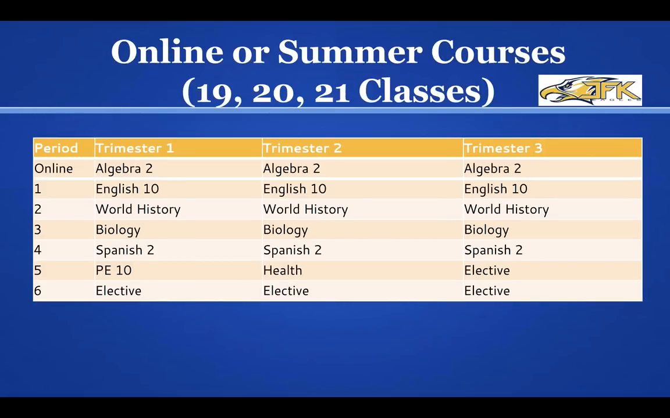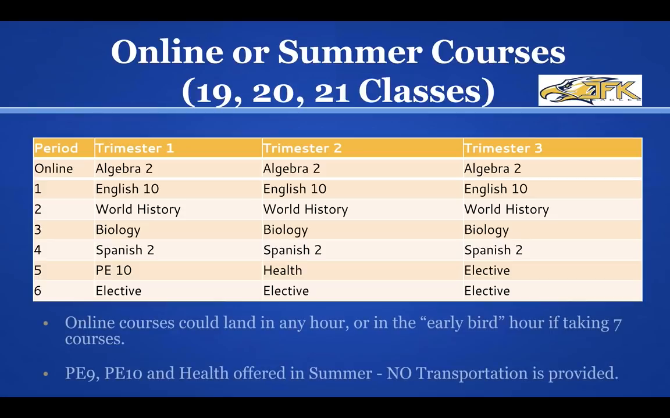If you are planning to take an online or a summer course, as in summer Phy-Ed or health, then you could be registering for 19, 20, or 21 classes, and your schedule would potentially look like this. The online class will go in the early bird hour, the rest of your classes will fill up the rest of the schedule. If you are taking an online class, it'll be in the early bird hour, and you could potentially register for 7 courses.